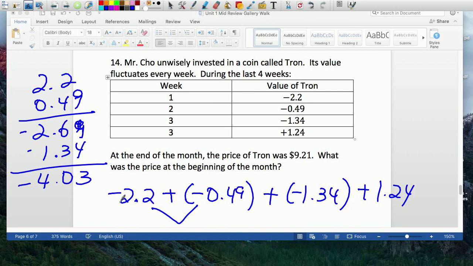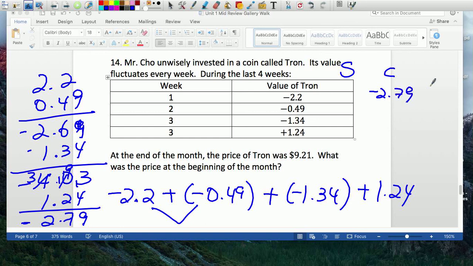And finally last week it has increased by 1.34, so definitely it's going to increase a little bit. So take this, 10, 13 minus 4 is 9, 9 minus 2 is 7. So I'm only down 2.79. So here's what I have. My start, I know my change is negative 2.79, and I know my final price is 9.21.